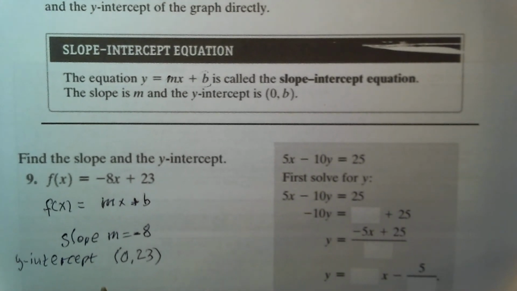So it's very easy to look at the slope-intercept form and determine what the slope is, the coefficient of x, and what the y-intercept is, 0, whatever this number is.